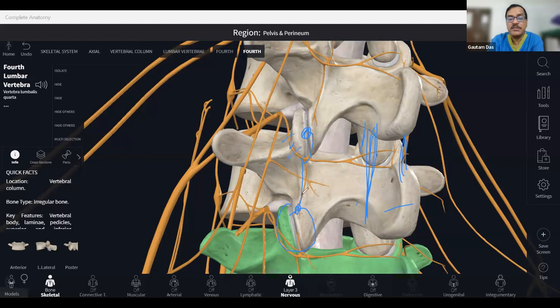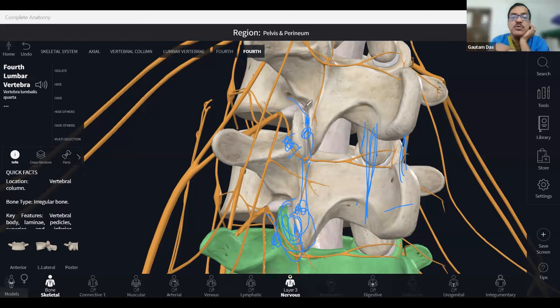So one facet joint is supplied by one medial branch from below and one medial branch from above. That means if I need to innervate this facet joint, I need to place one needle here, another needle here, one at the same level, another at the above level. So this is for the facet joint. It can be the medial branch or it can be within the joint. We can come with a needle and go for this.